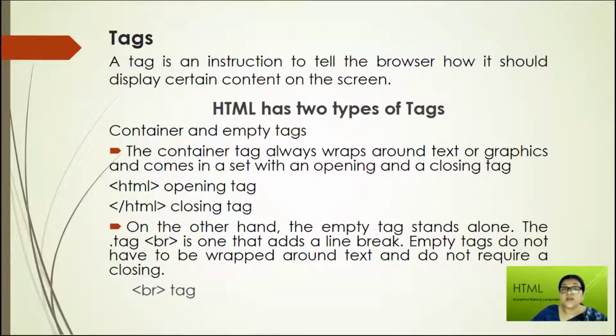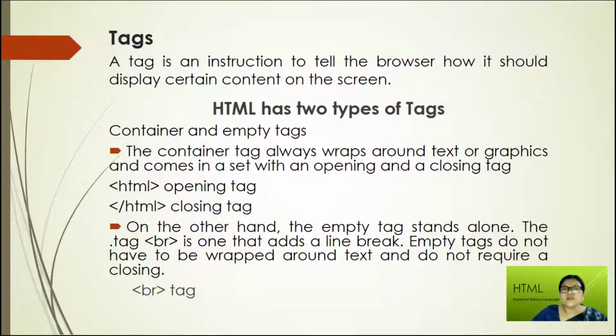A tag is an instruction to tell the browser how it should display certain content on the screen. That means you need a number of tags which help you to tell how your presentation, your HTML coding, will look on a browser. HTML tags are of two types, container tags and empty tags. The container tags always wrap around the text or graphics. That means the main content which you are writing has a container tag, and it always has an opening and closing tag.